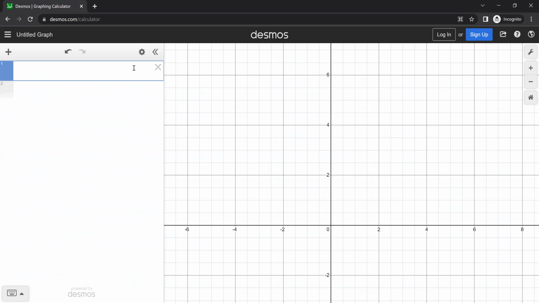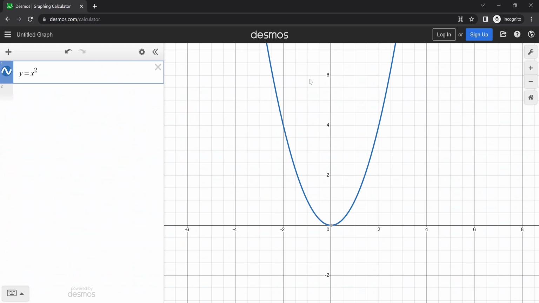So let me jump over to Desmos again and show you. We're gonna do some more transformations because this is really critical that you understand this. So if you're seeing my screen, that's our parent function.